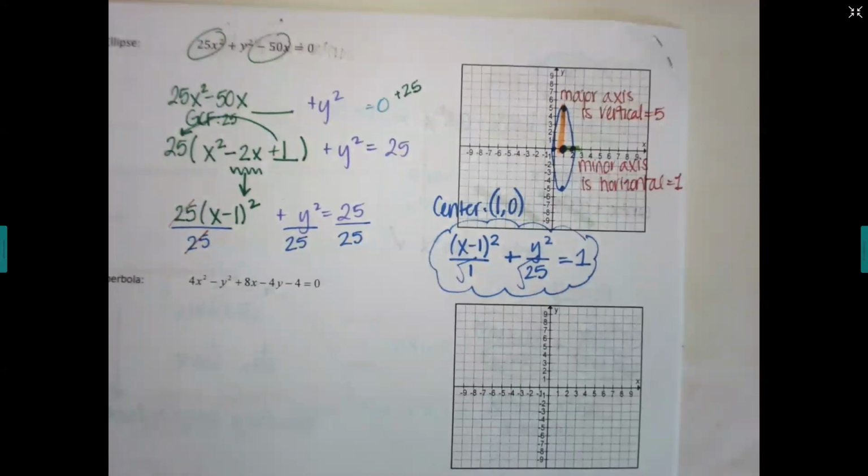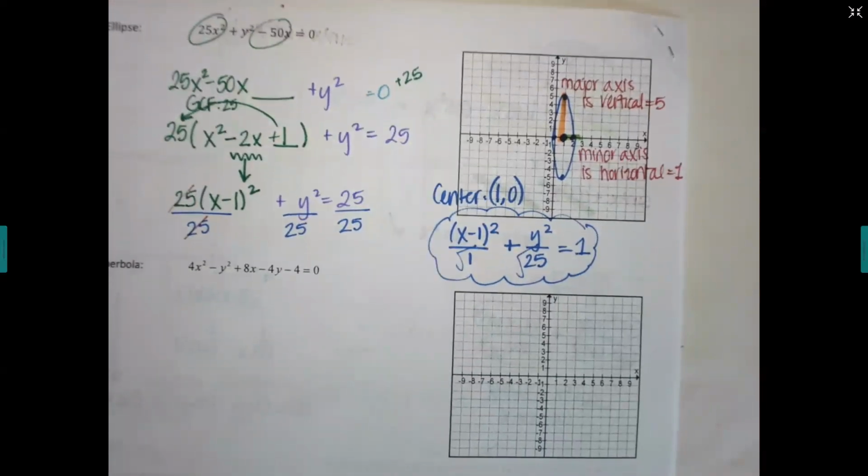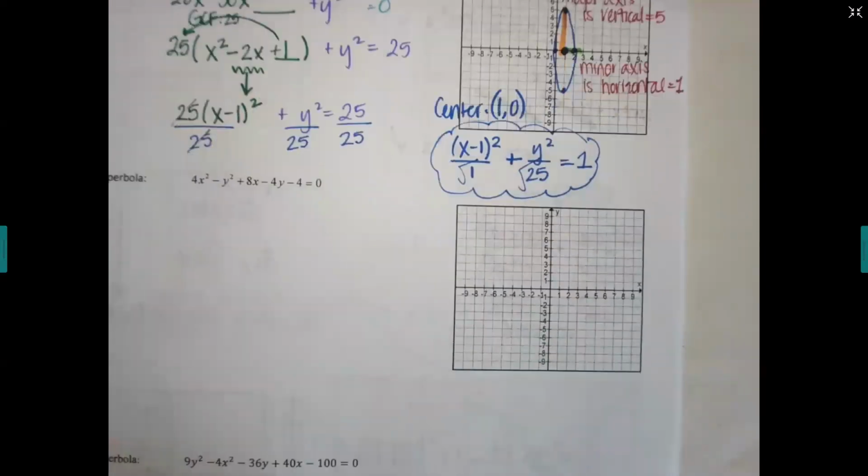All right, you have 2 hyperbolas. We're going to do the second one. Remember, the only difference from an ellipse to a hyperbola is that your GCF terms for ellipses are both positive, versus for a hyperbola, one of them could be negative. So let's take a look at number 41.